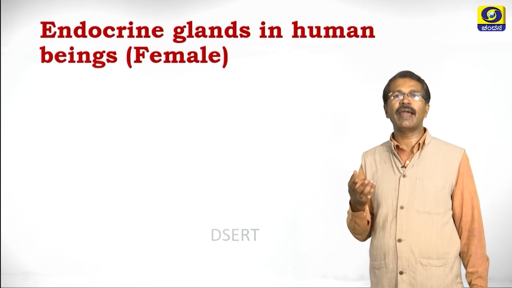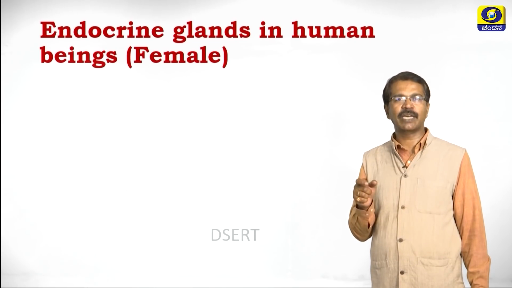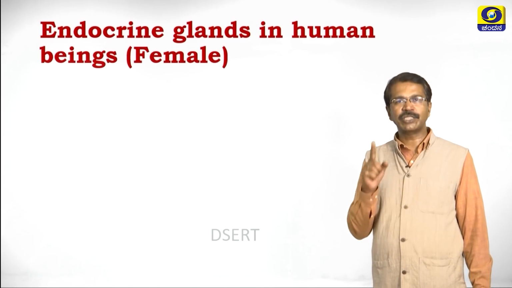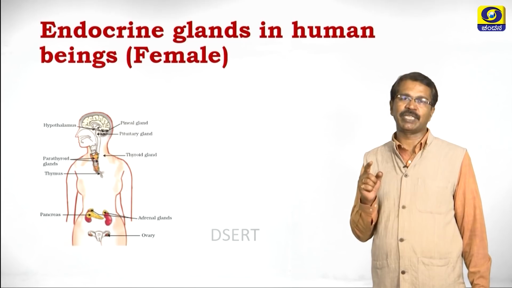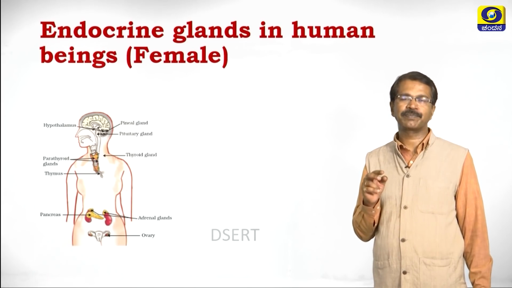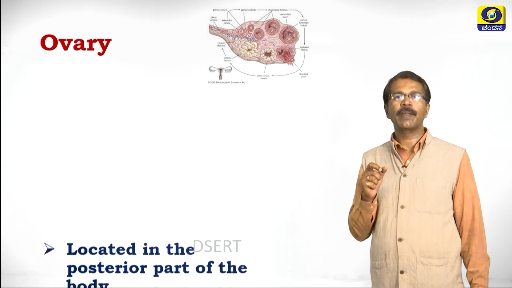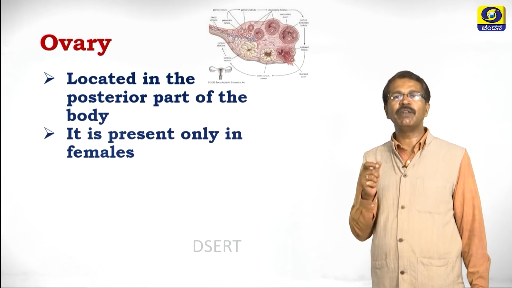Next, endocrine glands in females. In females, all other endocrine glands are present as in males, except one: the testes are absent, but ovaries are present, a pair of ovaries. Now, what is the function of this ovary? Where is it located? It is located in the posterior part of the body, in the pelvic region.